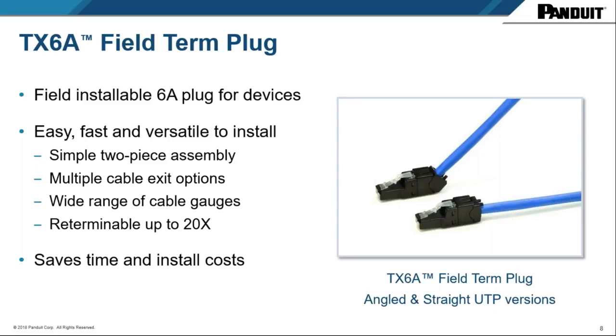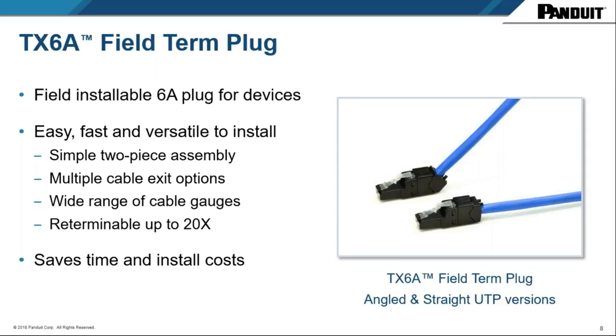As you can see in the picture, this is a field installable 6A plug for network devices. It's a 6A rated plug that is also backwards compatible to 6 and 5E systems. The key advantages of this product, the qualities of it: it's easy, fast, and versatile to install. That's because, first of all, it's a simple two-piece assembly, as we'll see in the next slide. We have multiple cable exit options.